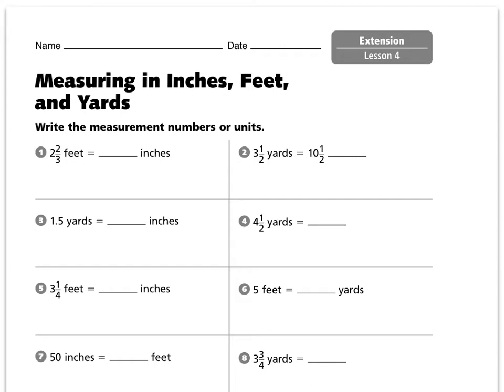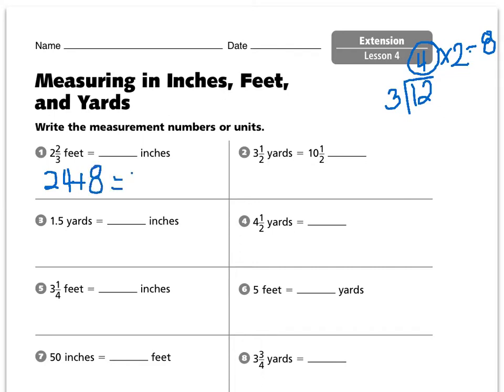I know that 2 feet would be 24 inches, but now I need to divide 12 by 3, and I can get 4. And then I'm going to take my answer, 4, and multiply it by 2, which is my numerator. 4 times 2 is 8. So I have 24 plus 8 is going to equal 32 inches.